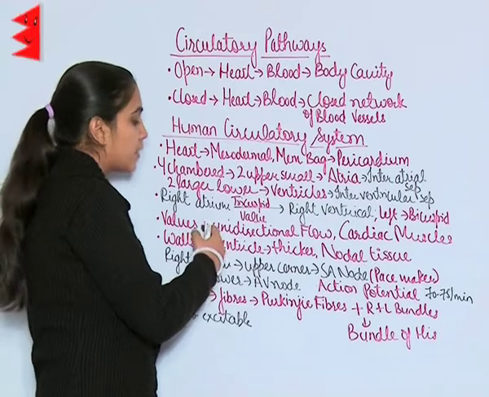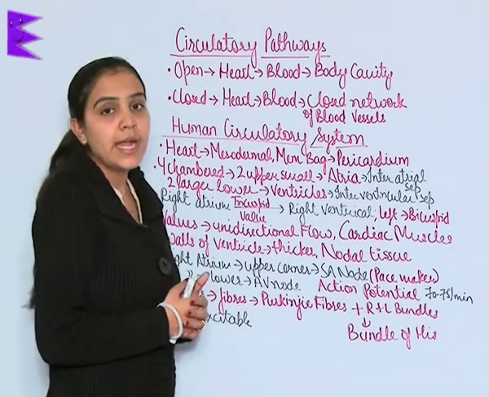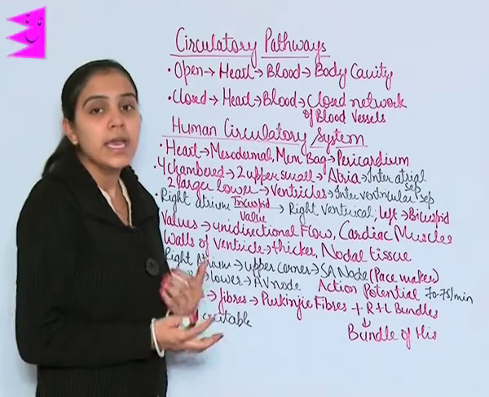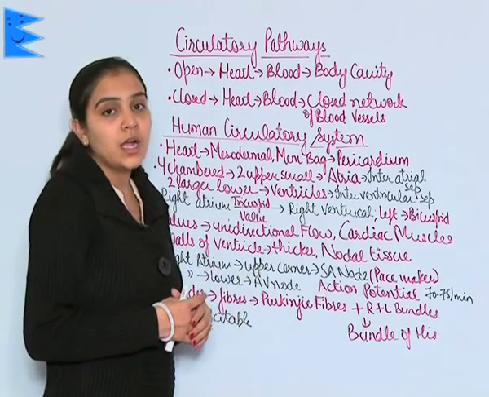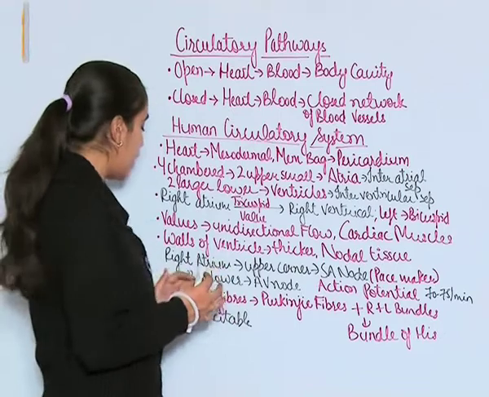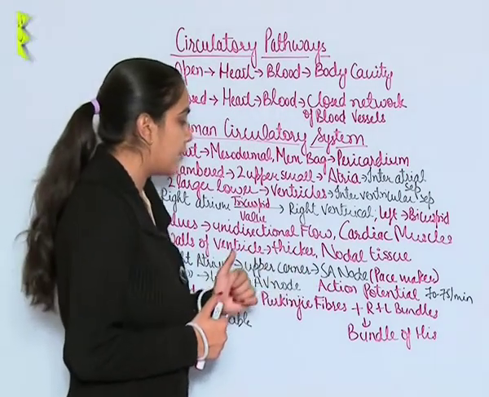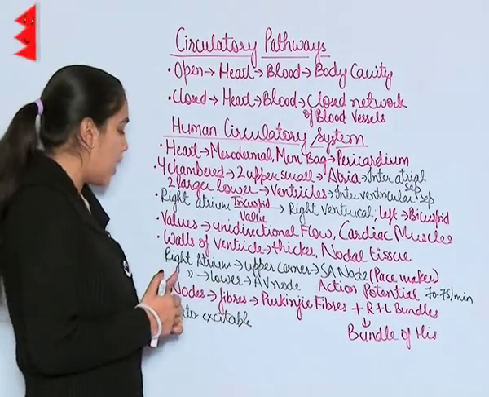Valves are responsible for the unidirectional flow of blood, that is, blood from the heart flows in one direction only, it cannot flow back. The heart is covered by cardiac muscles all over. The walls of the ventricles are thicker than the walls of the atria. Nodal tissue is present across the heart.